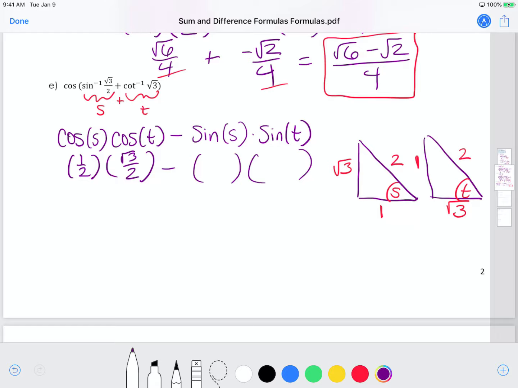For sine of S, that means I'm going back to the triangle with the angle labeled as S. And the sine of S is going to be the opposite over hypotenuse, which would be the square root of 3 over 2. And sine of T means now I'm going back to the triangle with the angle labeled as T. And I'm going to use the opposite over the hypotenuse, which is 1/2.